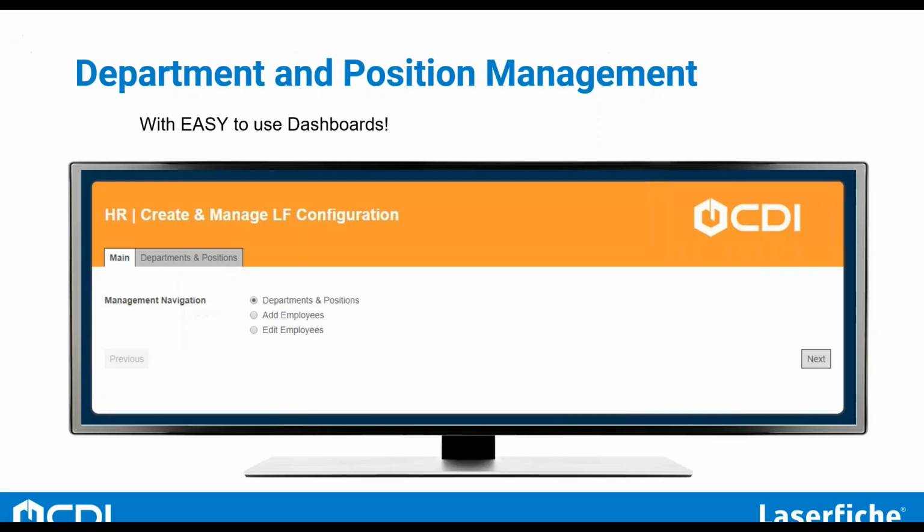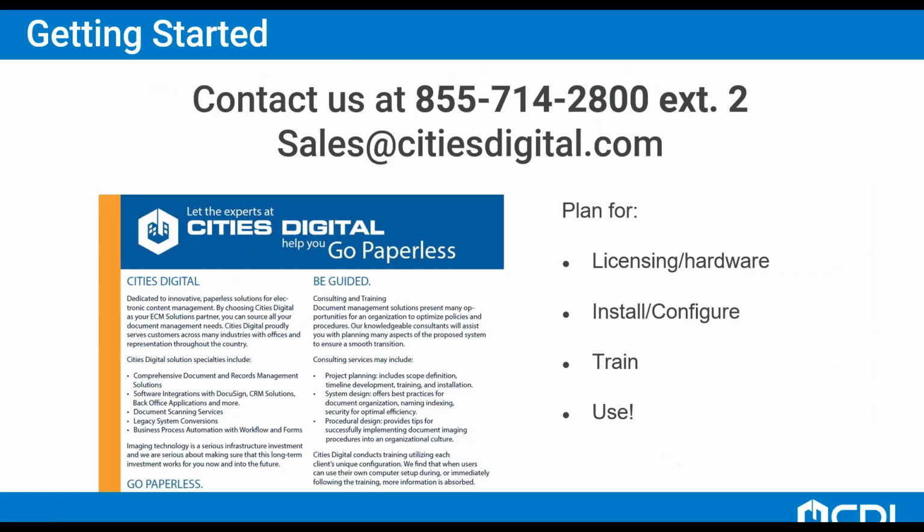So if I jump back to my slides, you may be wondering what you need to get started. If you're not sure, you can just simply contact us. There's our phone number, extension 2 will get you to the sales or account management team. But it would be first taking a look at any licensing or hardware needs that you have, working on a plan for what processes you'd like to see in your system, and then training and configuring and getting you set up to use it.